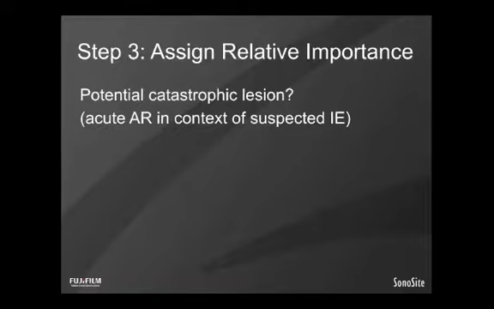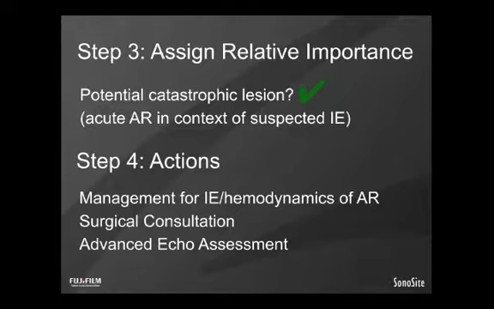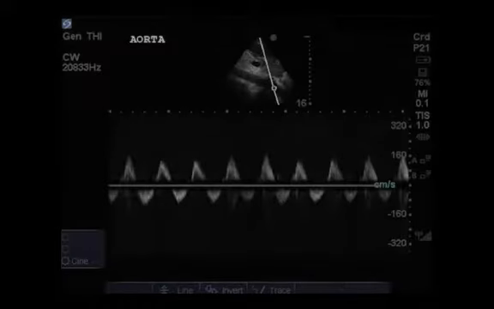Just to ram it home, once you identify a valvular lesion, you assign its relative importance. Aortic regurgitation is severe by color criteria when greater than 65% of the LVOT, as we saw in that image. This would be acute severe aortic regurgitation, and this is a life-threatening event. By identifying a potential catastrophic lesion, we can then decide on actions, and referring to a surgical center, where surgical consultation can occur, would be a priority in this patient, and this is how echo at the point of care would have influenced the patient trajectory here.